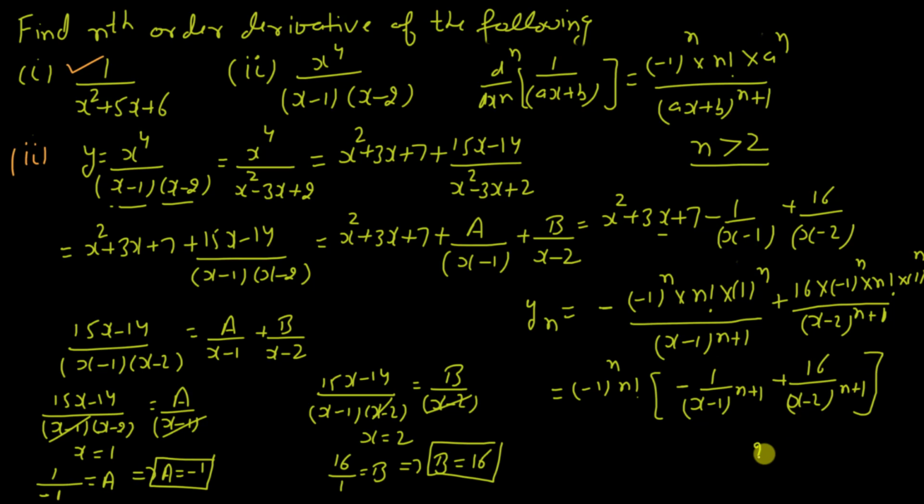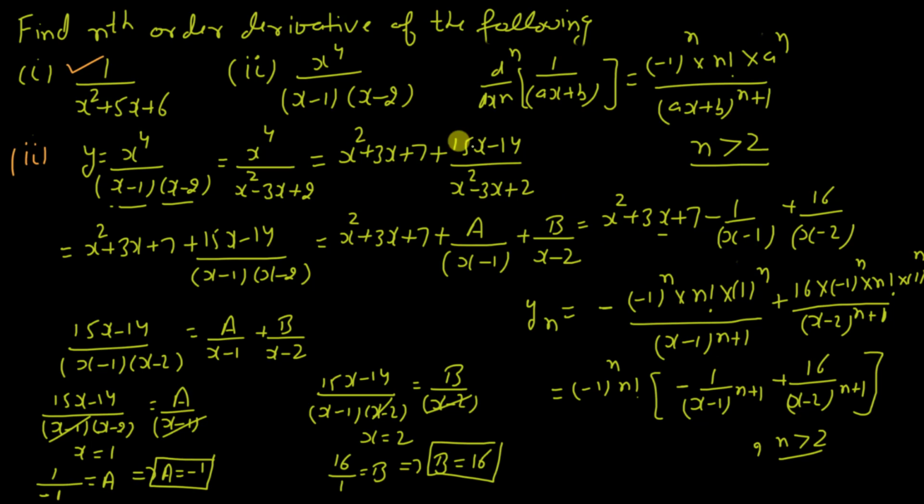So here you will also put n greater than 2. The reason is very much clear that after the second order derivative this term will vanish away, so it will not be present in the nth order derivative, that is a derivative greater than 2. So here I have used the condition n greater than 2.